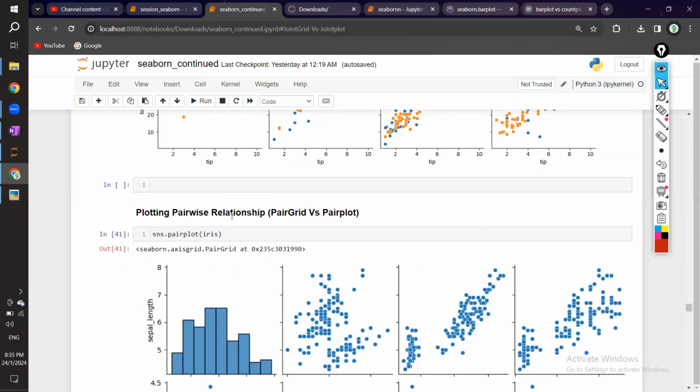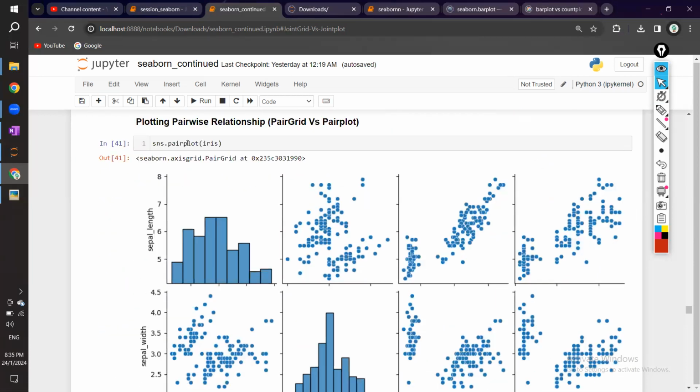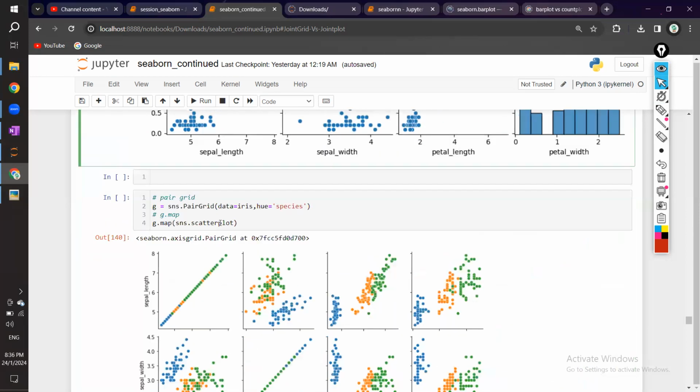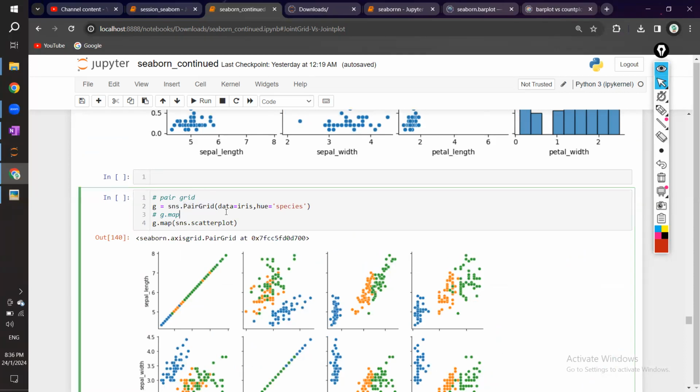Similarly, for pair plot also, one thing is you can directly use it from the Seaborn library, or here also you can create a grid object. This grid is called pair grid, and then you can plot. While creating the grid object, I'm saying sns.PairGrid, that means I want a pair grid on this data, and this is my hue.